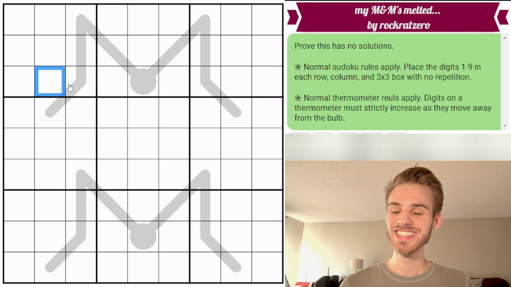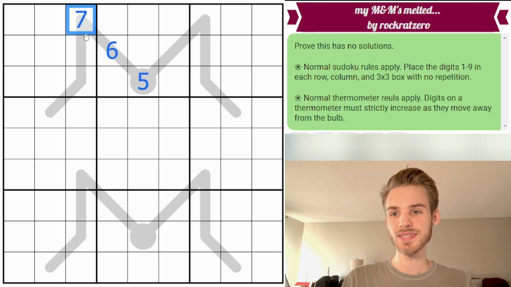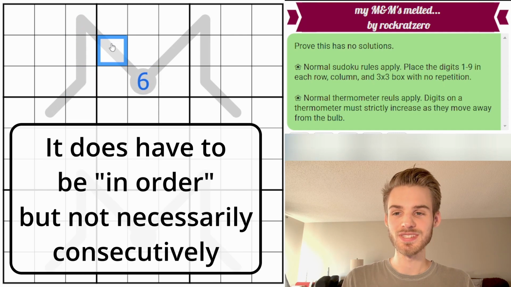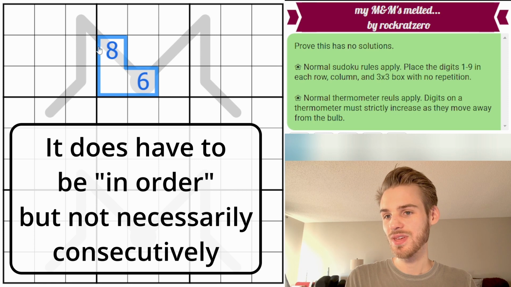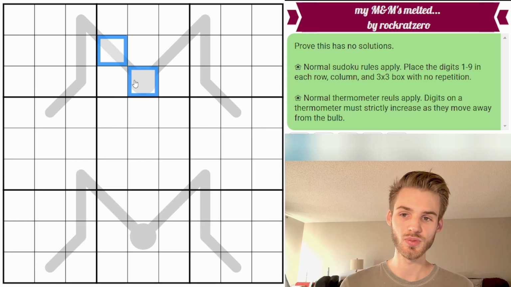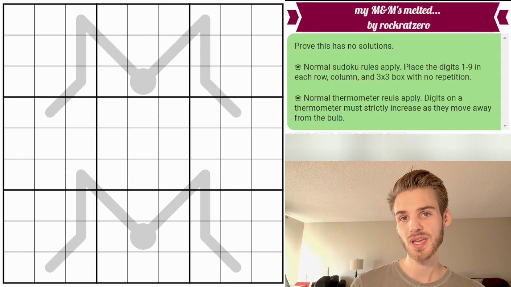And these thermometers have to increase from the bulb end. So if this was a 5, this would have to be greater than 5. So 6, 7, 8, 9. It doesn't have to be in order. So if this was a 6, this could be an 8, for example. We will see how to solve this no solutions puzzle or prove that there is no solutions to this puzzle. Take your time, figure out why there is no solutions, and return back. See you shortly.